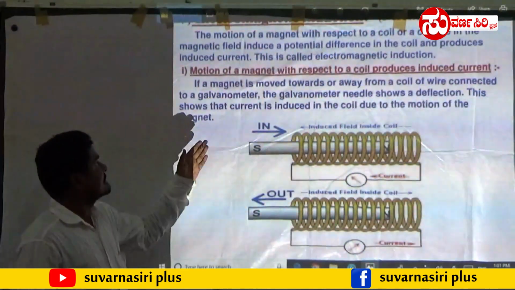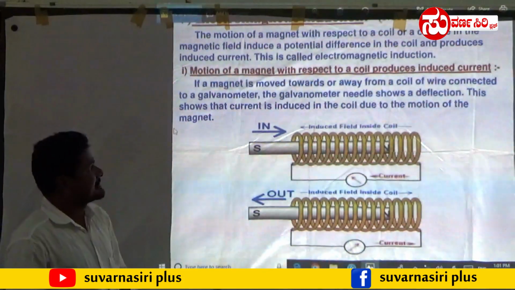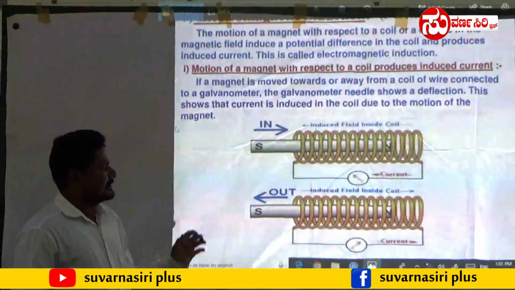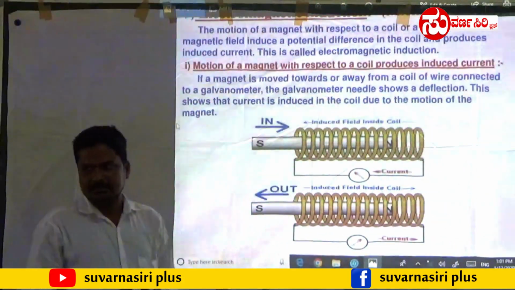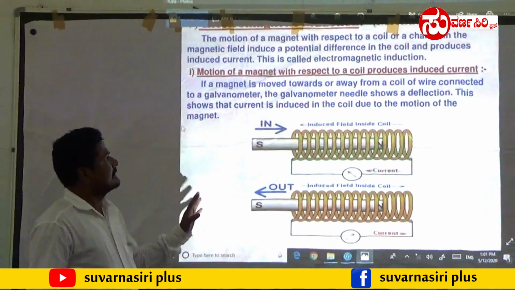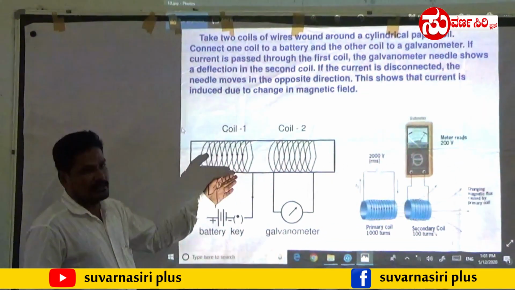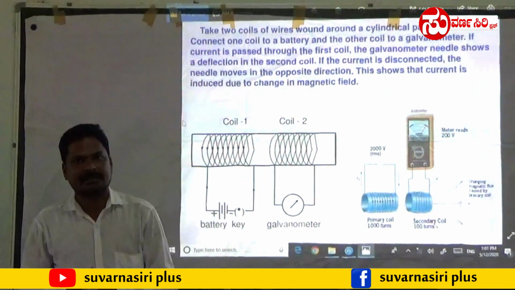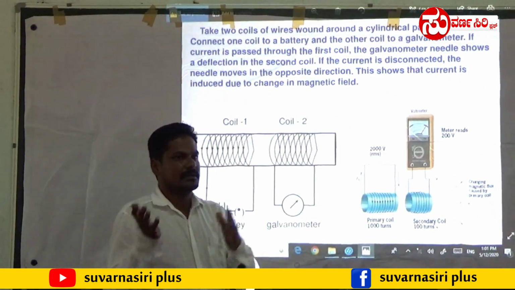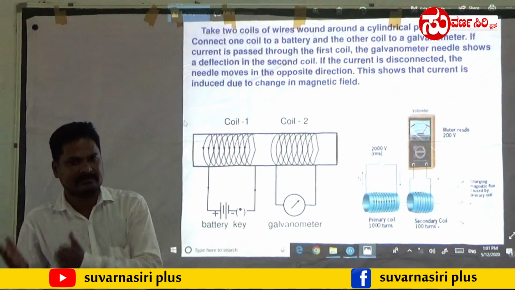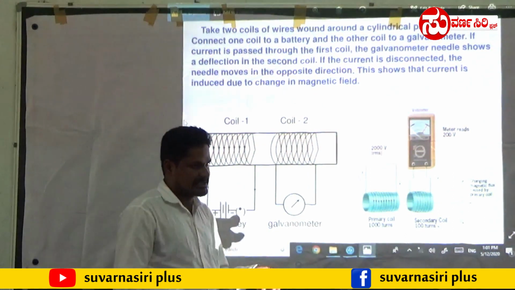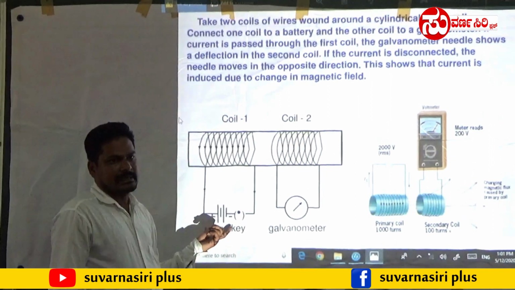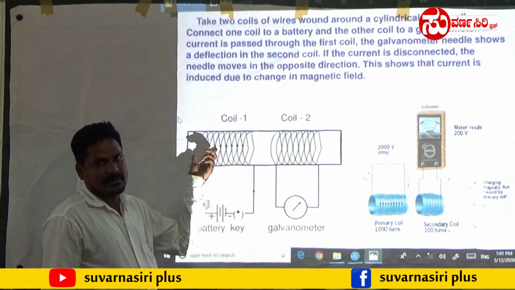And next is the motion of the magnet with respect to a coil producing induced current. This comes under electromagnetic induction, which we should also learn. And next, Faraday's experiment, that is electromagnetic induction, self-induction and mutual induction. What is the difference between self-induction and mutual induction? Here there are two coils. If one coil gets electric current, it can produce a magnetic field.